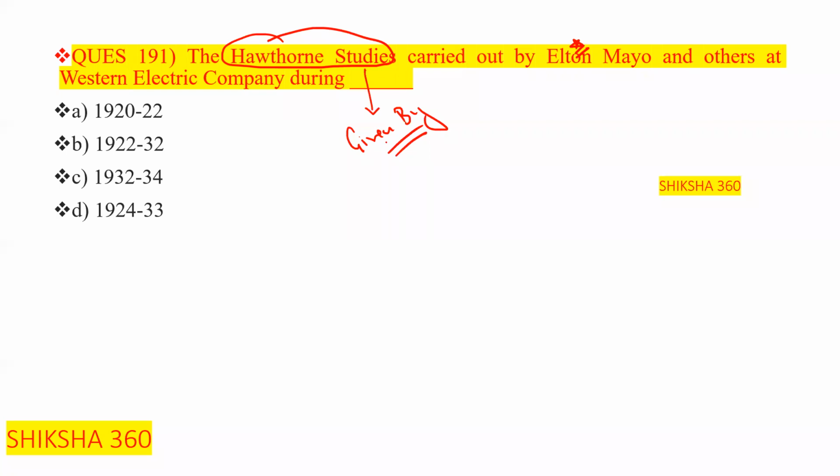Here they are asking the next question, in which year. The Hawthorne studies were carried out by Elton Mayo and others at Western Electric Company during 1920 to 22. I think we have discussed this question also in our regular sessions. Second option 1922 to 32. Option number C 1932 to 34. Option number D is 1924 to 33. So the correct answer is option number D, that is 1924 to 1933. This one is our correct answer.